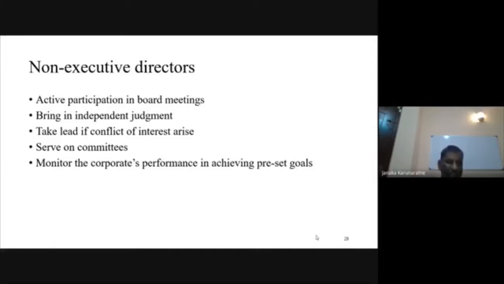Also they must lead the team if a conflict of interest arises. Naturally, the executive directors may have a conflict of interest when it comes to operational matters of the bank. So the non-executive directors must take the lead role so that they take care of conflicts of interest. Also they must be able to serve on different committees of the bank, because they are independent and non-executive. And also monitor the corporate's performance in achieving the preset goals.